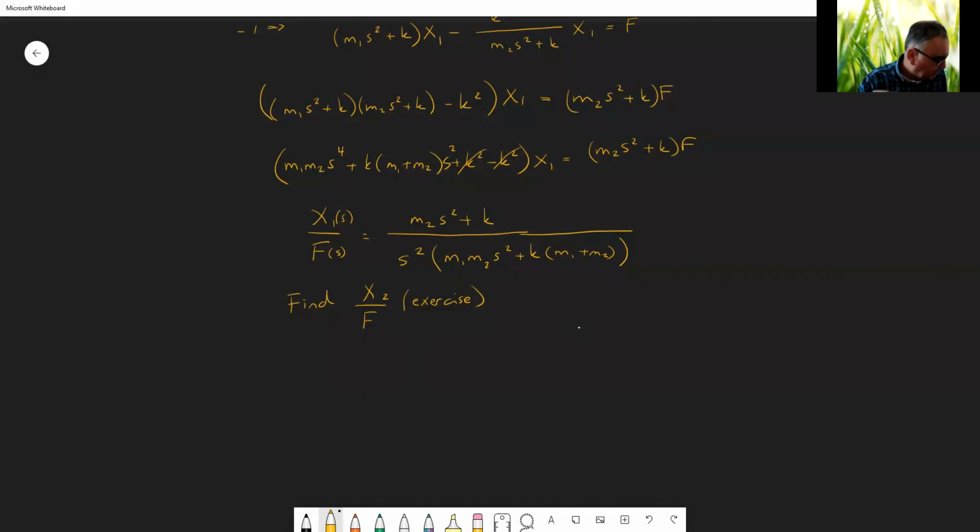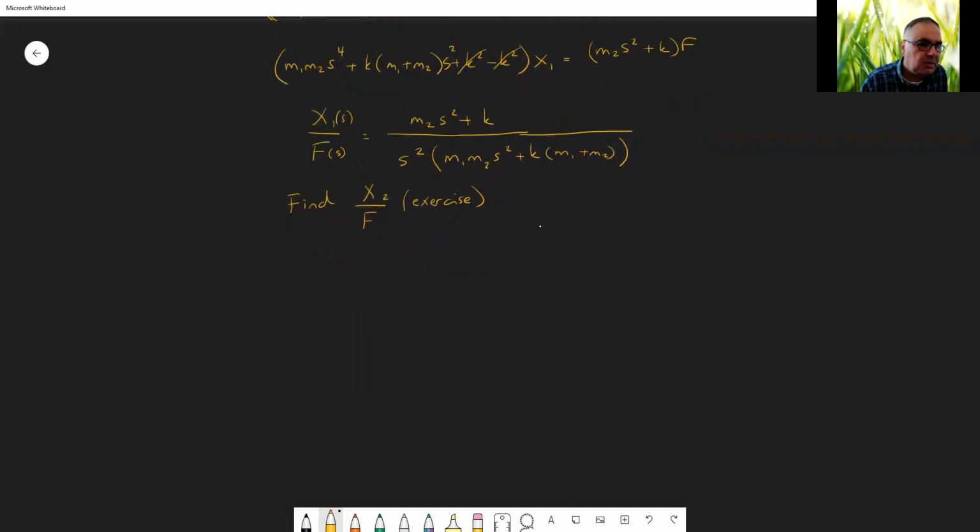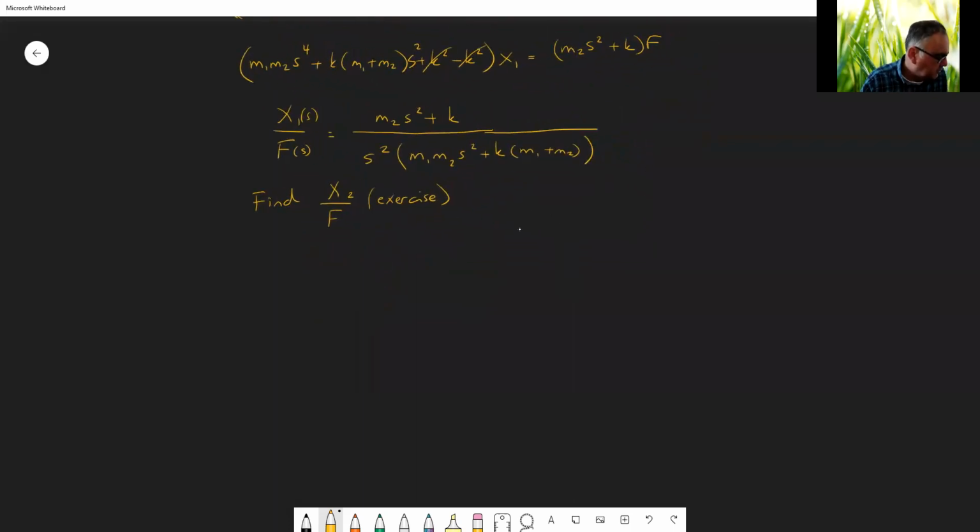So, as we see, we can derive the transfer function for this system as follows. Are there any questions about this?